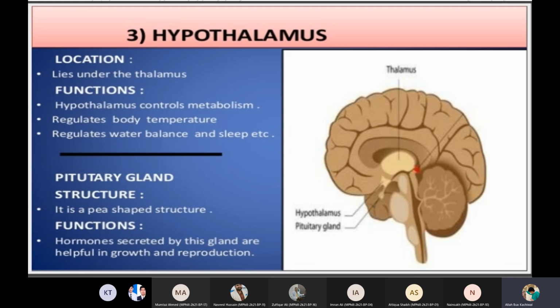It is well known that the endocrine system has a major controlling gland, which is known as the pituitary gland. So the thalamus and hypothalamus are not only giving control of the body by producing impulses, but they are also responsible for controlling the endocrine system.